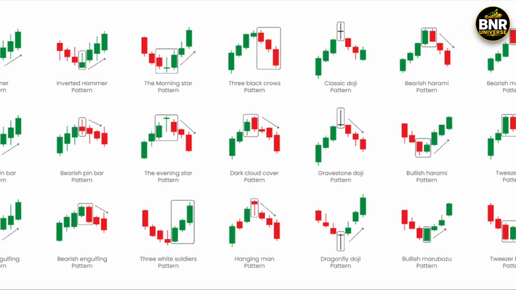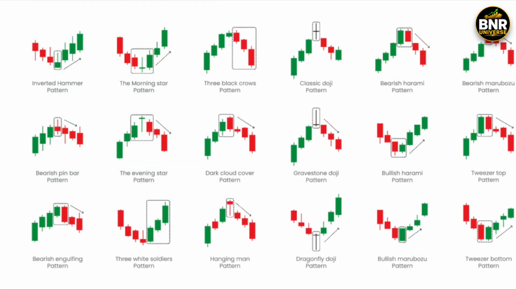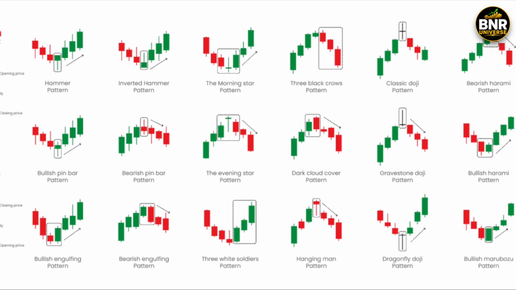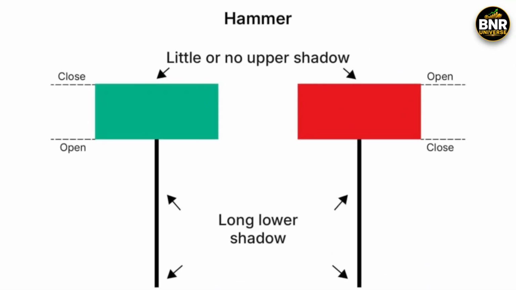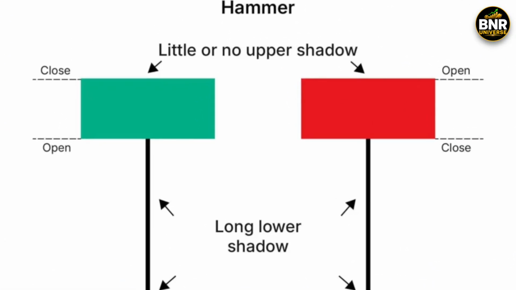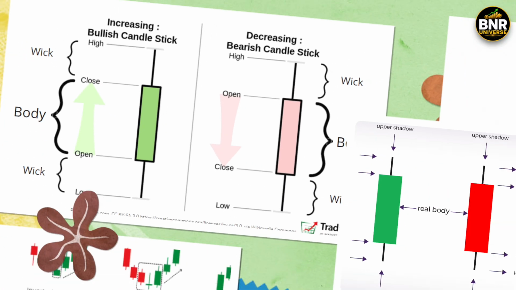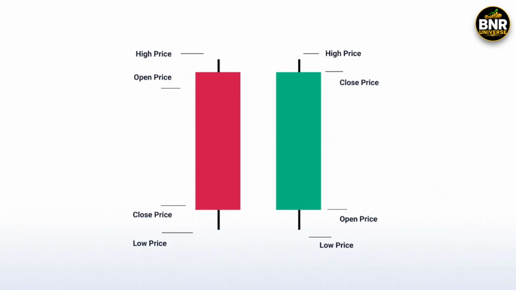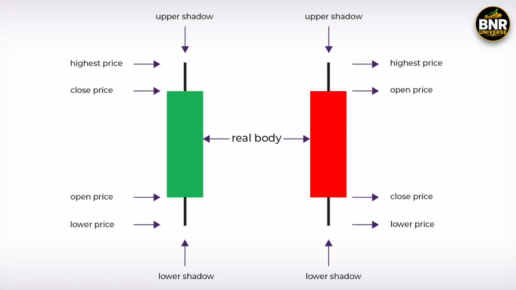What are candlestick charts? Before we learn how to read candlesticks, let's understand what they actually are. A candlestick chart is a visual representation of price movement during a specific time period. Instead of showing only a simple line, every candlestick tells a complete story about what buyers and sellers were doing. Each candlestick represents 4 important prices: opening price, highest price, lowest price, closing price. This is commonly called OHLC.